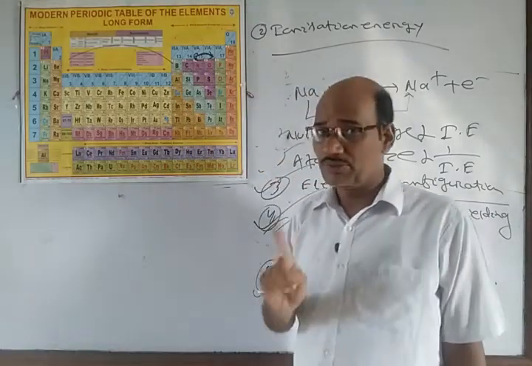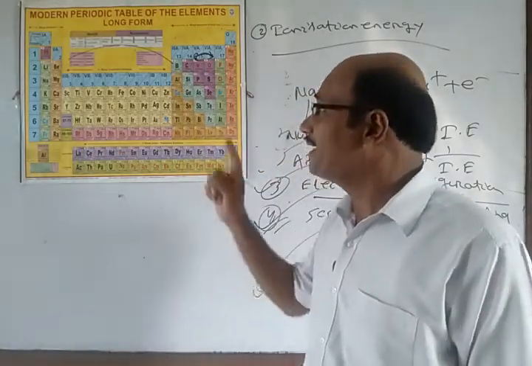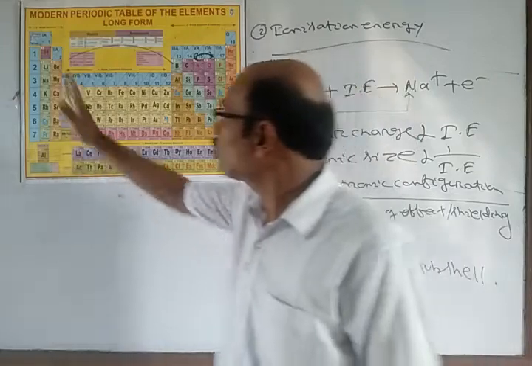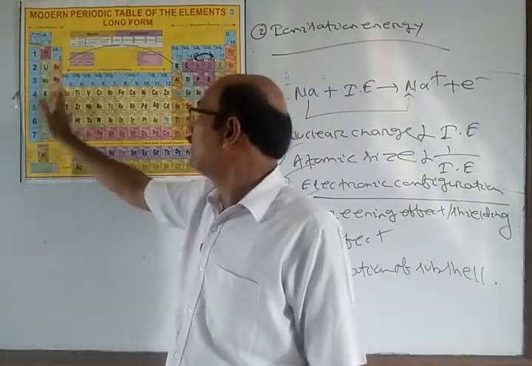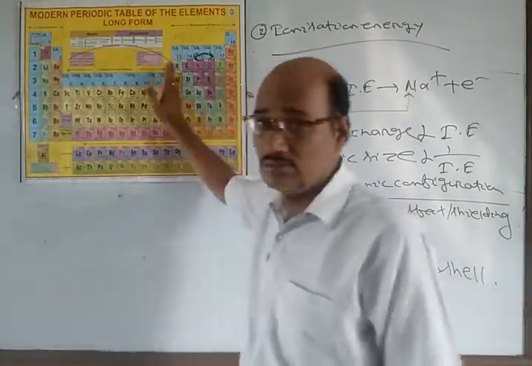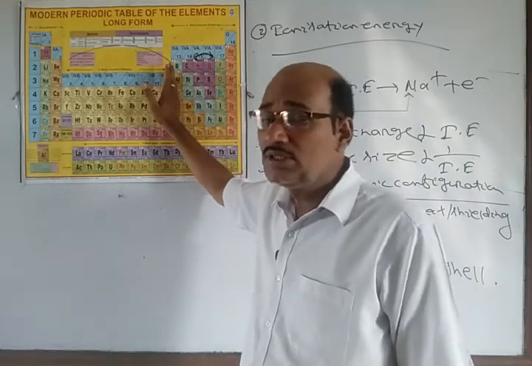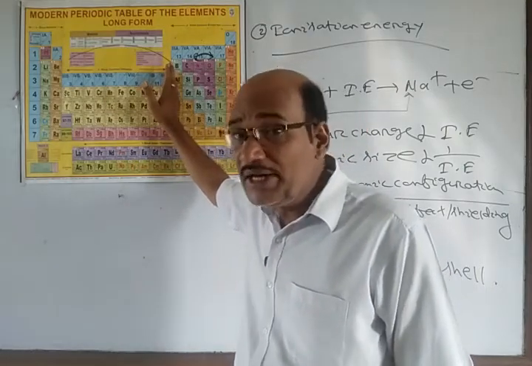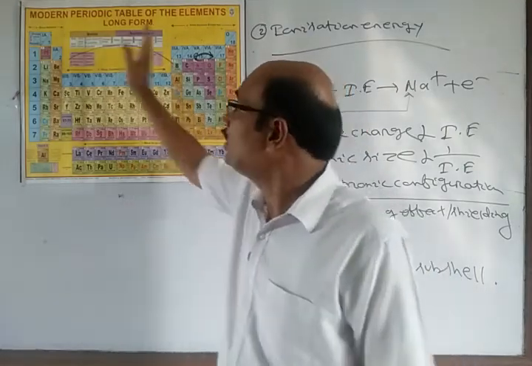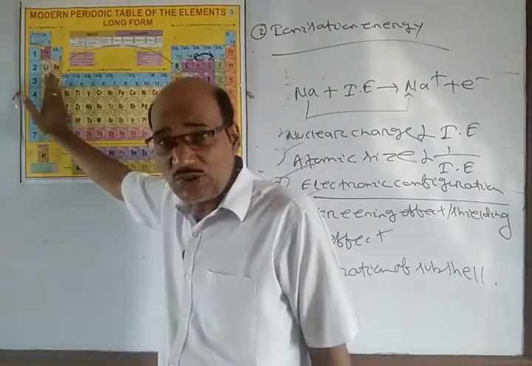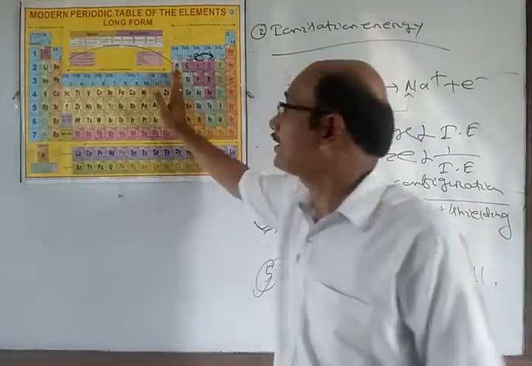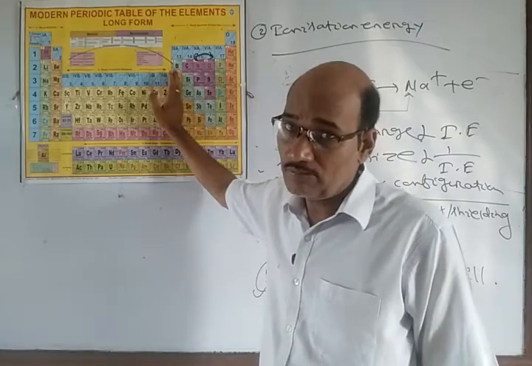Okay. Number 3, the ionization energy of the elements of group 2 is more as compared to group 13, due to the stable filled electronic configuration of the group 2 elements, that is ns2, as compared to the group 13, which is ns2 np1. Okay.